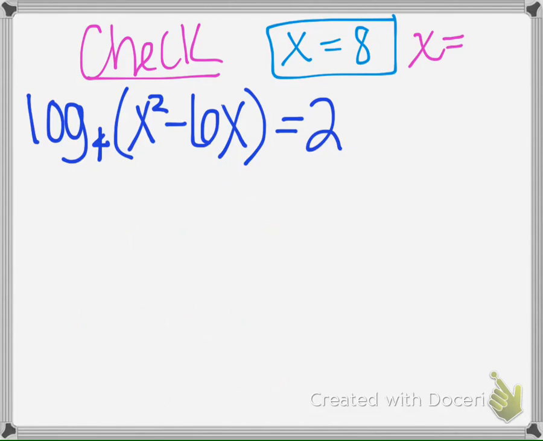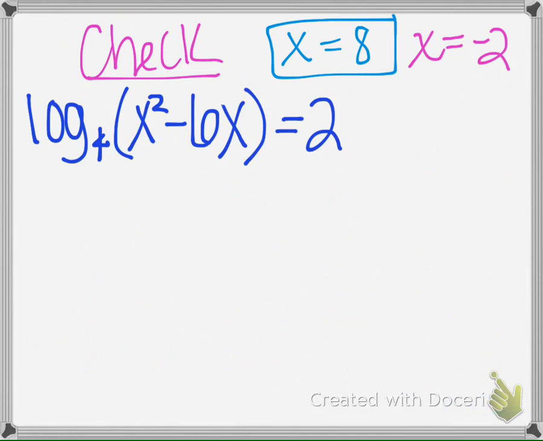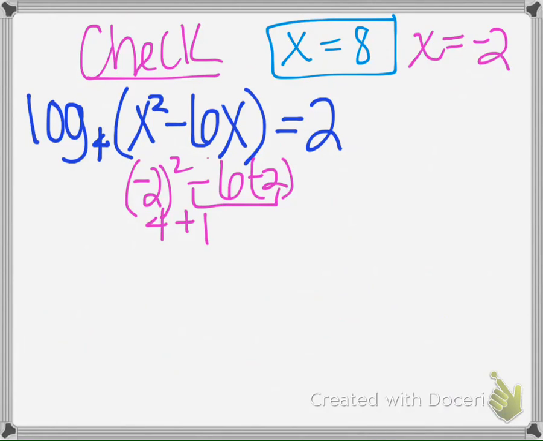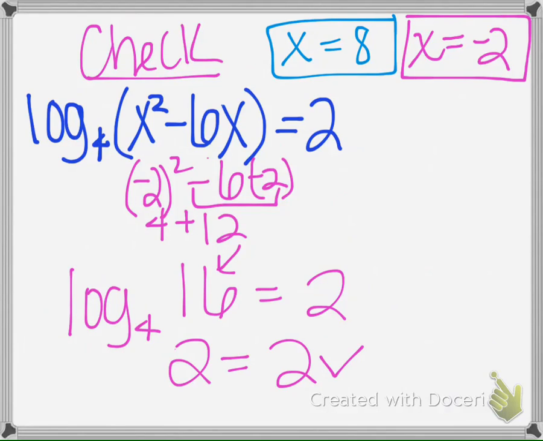Now we need to check if our other solution, negative 2, is a solution. If we plug in negative 2 for x and square it, we'd have 4. And then we'd have negative 6 times negative 2, which is positive 12. And we get 16. So no problem, we do not get a negative here, so that's good. And again, 4 to the second power is 16, so we get the same thing on both sides. So this particular equation has two solutions, and they both work.